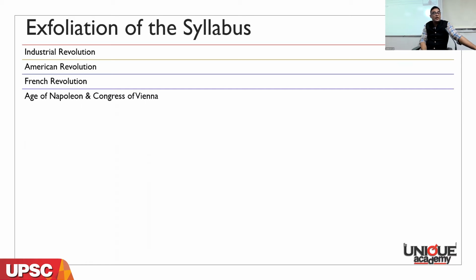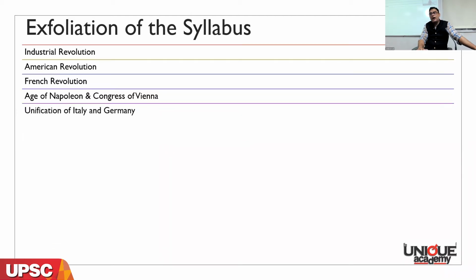Getting this point? So we will meet him, see his achievements and failures, and also learn about the Congress of Vienna, which will try to stop the spread of the French Revolution's ideas. Did you understand now? French Revolution, what we are going to see basically? After this, we will study the unification of Italy and Germany.